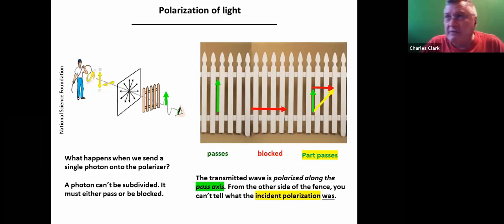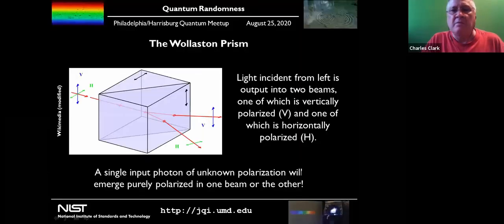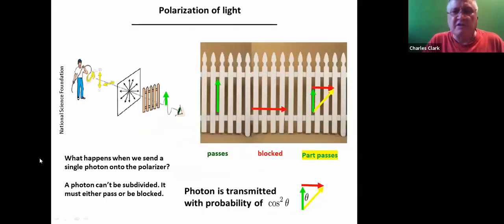Well, there's some intuition about it. The answer has been given to us by experiment. Here it is. The answer is that in the case when you send a single photon, it is either passed entirely or it's blocked entirely. But the outcome is randomly distributed, so that the probability that it's passed is the cosine squared of this angle theta. The probability that it's blocked is 1 minus that, which is the sine squared of theta.